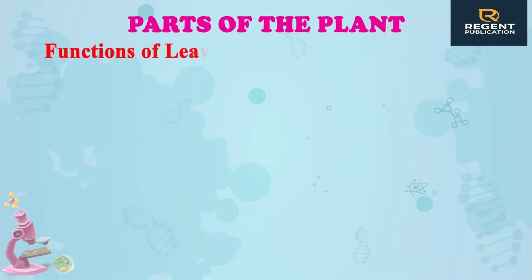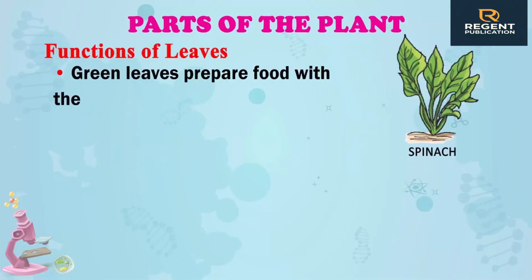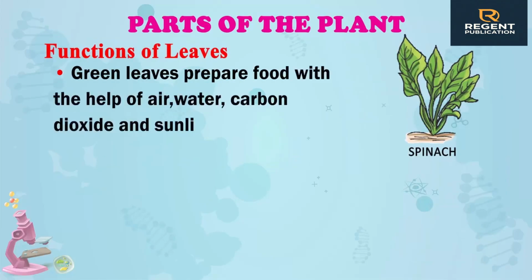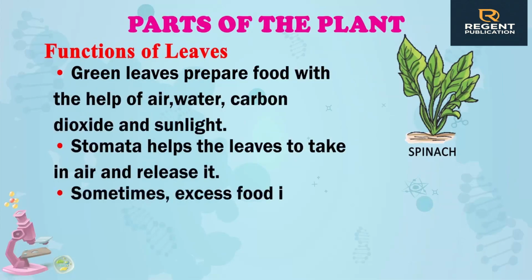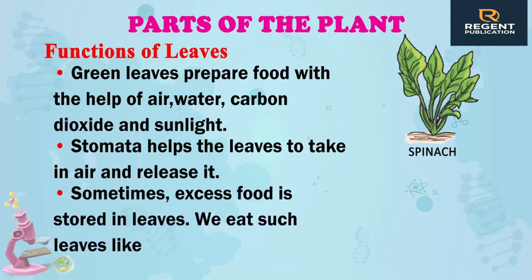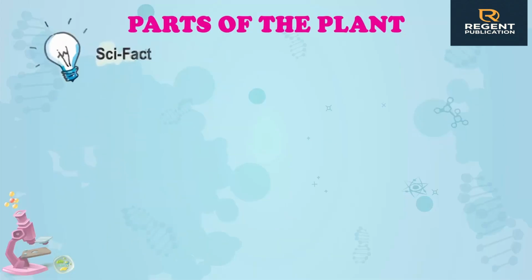Functions of leaves. Green leaves prepare food with the help of air, water, carbon dioxide and sunlight. Stomata help the leaves to take in air and release it. Sometimes excess food is stored in leaves. We eat such leaves, like spinach, mint, cabbage. Scientific fact: the stomata throw out extra water from the leaves.